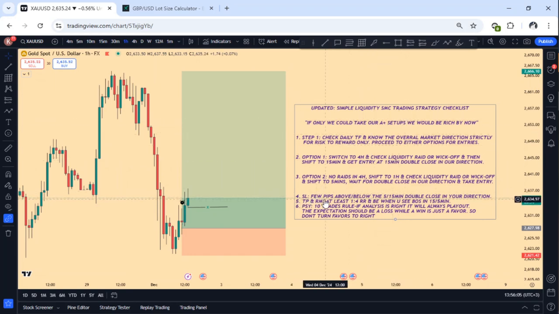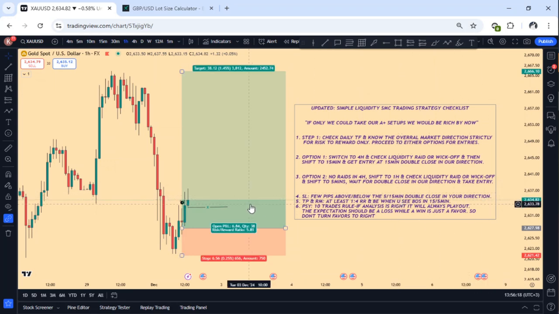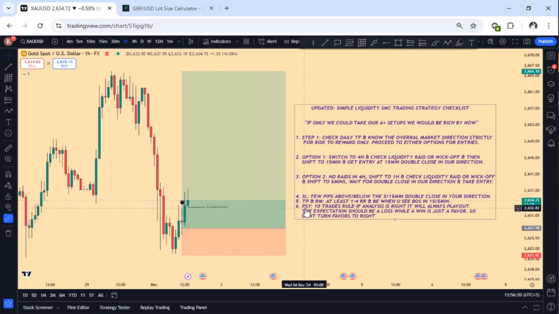Now again, I will also discuss how you place pips, that is SL, a few pips above or below the 15 minutes or 5 minutes double close in your direction. That one is also covered in this course. And then take profit and risk management, we talk about looking for at least 1 to 4 risk to reward and why we do that. And then how we BE, by the way, that is also covered in this particular course. So when you see break of structure in 15 minutes and 5 minutes, you should be going break even. All those are explained in detail.